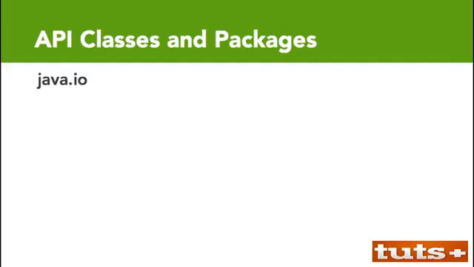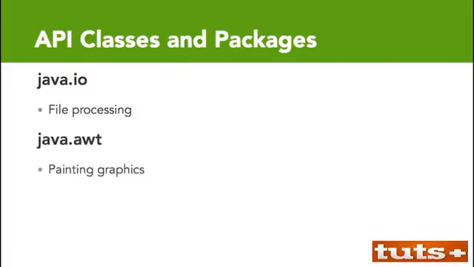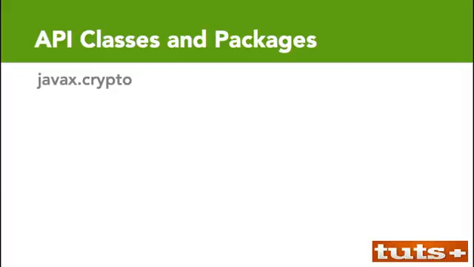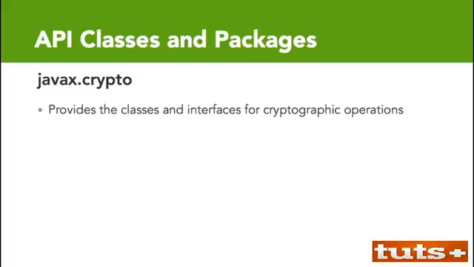The java.io package allows us to do file processing. Java.awt is used for painting graphics. And the javax.swing allows the programmer to use the graphical user interface components. In addition to these commonly used packages, the API also includes javax.crypto, which provides classes and interfaces needed for cryptographic operations, javax.imageio, which allows you to work with images, and many more.